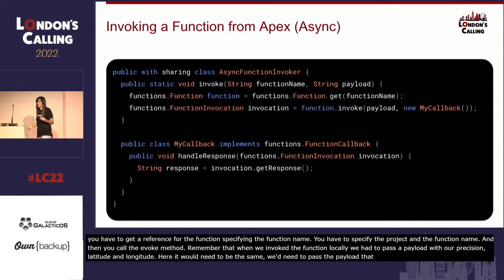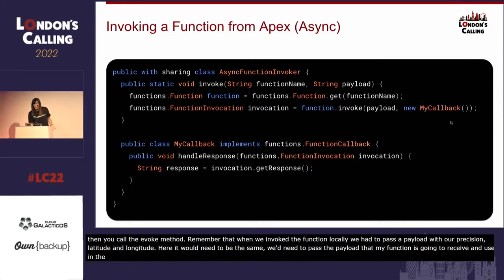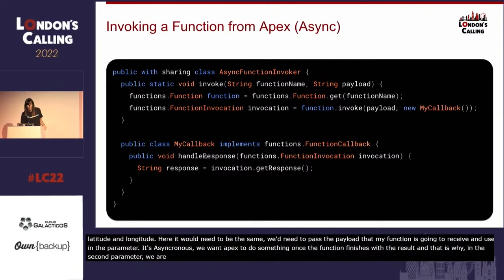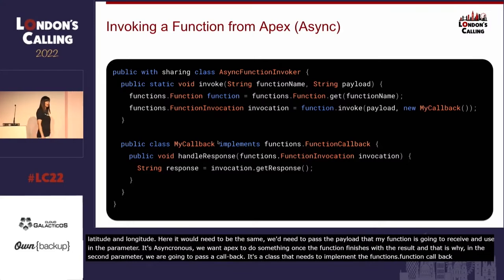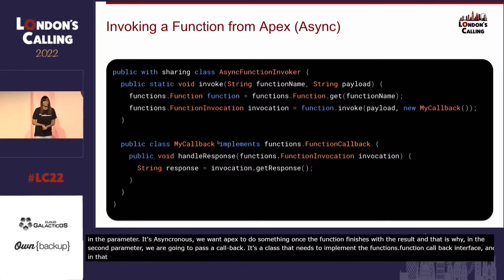in the event parameter. As it is asynchronous, we want Apex to do something once the function finishes with the result. And that's why in the second parameter, we are going to pass a callback. Callback, it's a class that needs to implement the functions.function callback interface. And in that callback is where we are going to handle the response of the function. This is going to execute asynchronously.